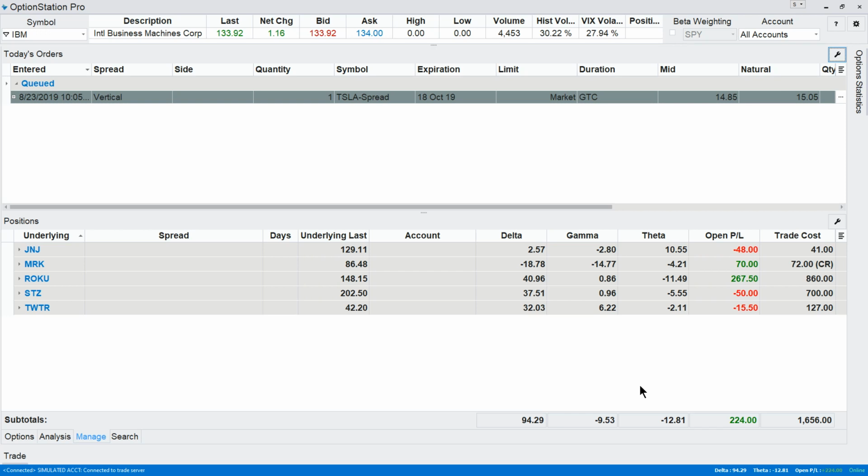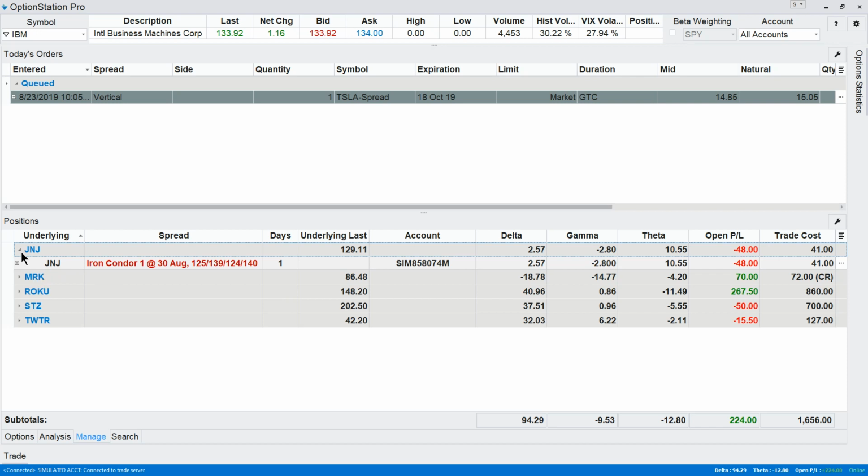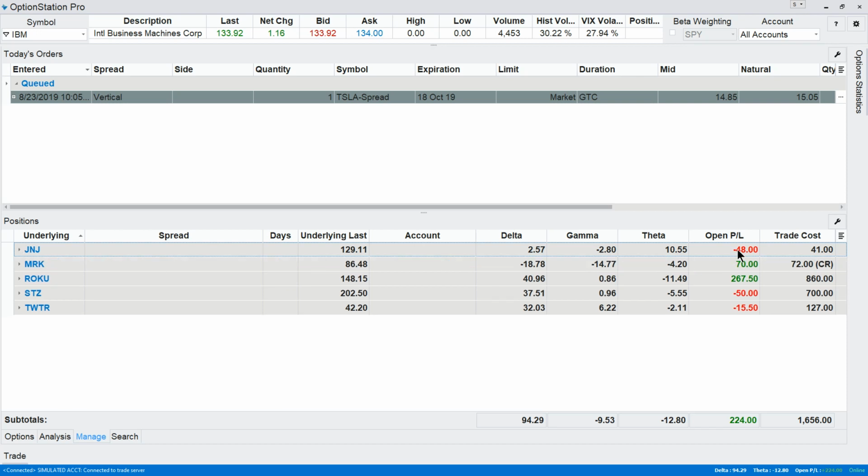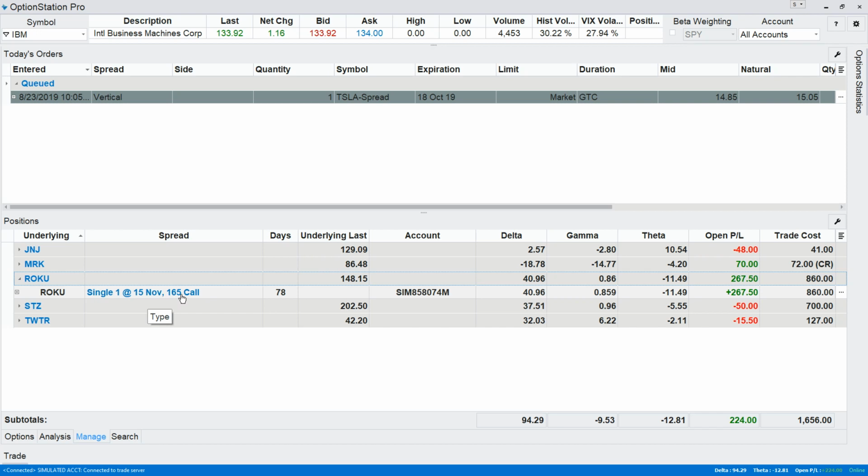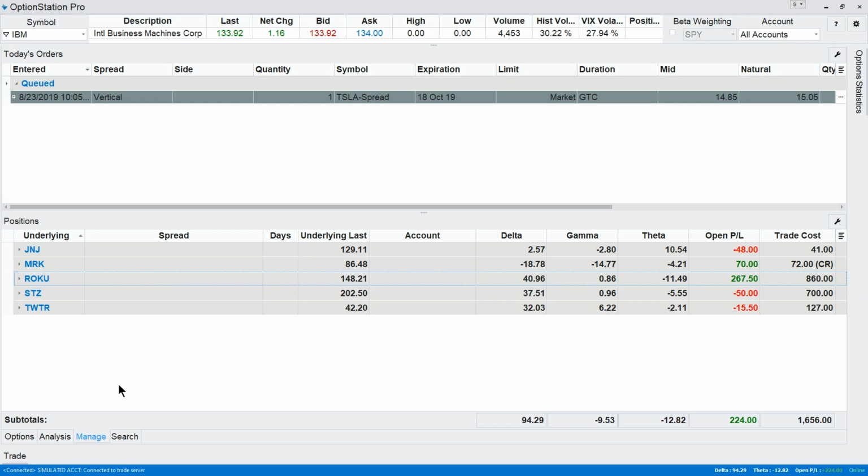But in any case, these are the positions that I have in the account running at the moment. Some are non-directional, such as Johnson & Johnson. That's an iron condor. This trade is a little bit in the red at this moment in time, but collecting $10 of time decay per day. So that's good. And then we have other trades that are directional, where the one that I would like to highlight is Roku, where we just went ahead and bought a straight call. This position is currently giving us some profitability, given the fact that Roku is moving in the right direction.